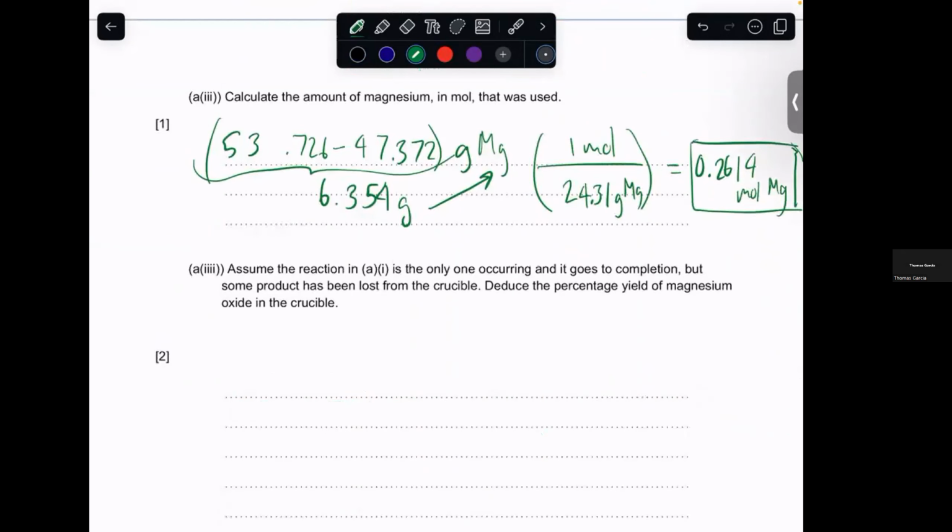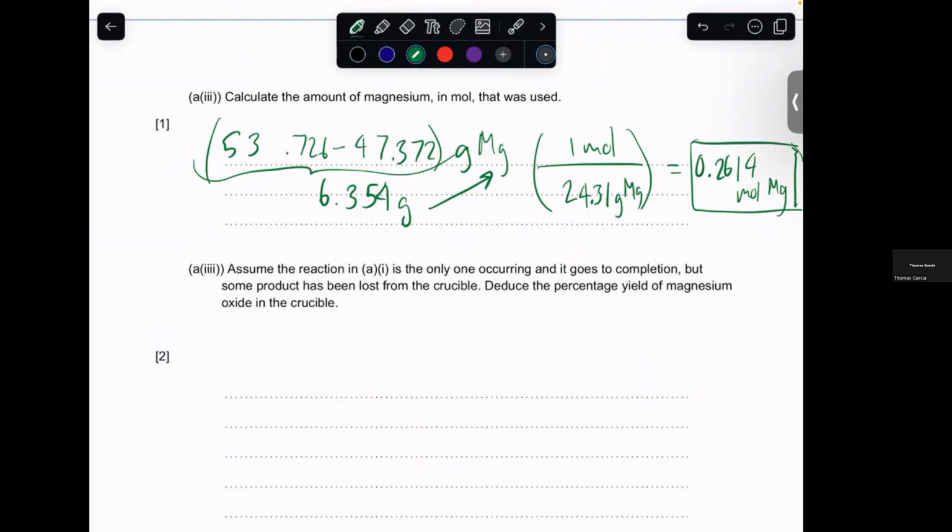Assume the reaction is the only one occurring and it goes to completion, but some product has been lost from the crucible. Deduce the percent yield of magnesium oxide in the crucible. So this one's a little more complex. What we're going to actually have to do is see how much we would have produced. And so we're going to do a little bit of stoichiometry for this.